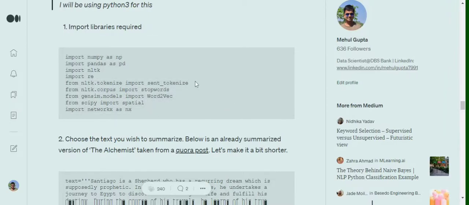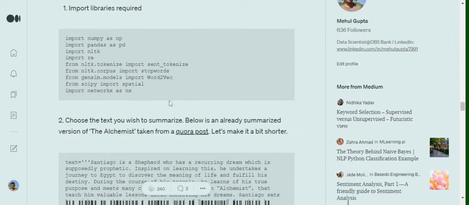So out of all the libraries that we usually use in NLP, a couple of new ones that we would be using would be NetworkX, that would help us in implementing a TextRank algorithm, and gensim.models import Word2Vec. This will help us create word embeddings for the sentences that we have.